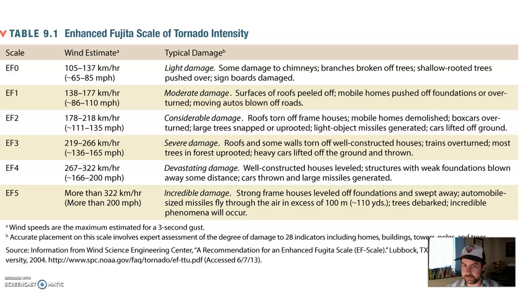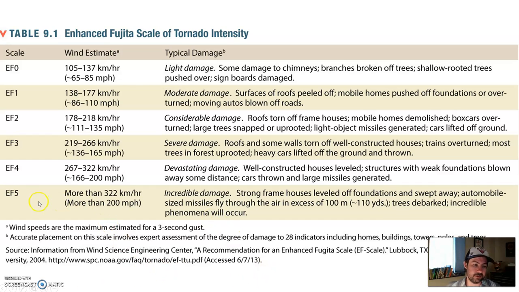Now, again, tornadoes are measured on the Enhanced Fujita scale, the EF scale. It's based on damage, and then the damage can help us infer how quickly a tornado is moving. So, if we see light damage, some damage to chimneys, branches broken, shallow-rooted trees pushed over, signs, like stop signs and stuff like that, damaged, then that would be an EF0. Maybe that tornado wind was moving 65 to 85 miles per hour. So then, you just base it off damage. Almost kind of like the modified Mercalli scale of earthquakes.